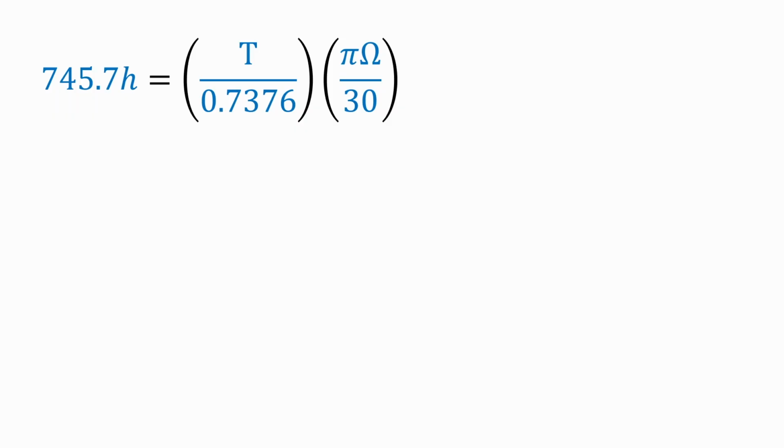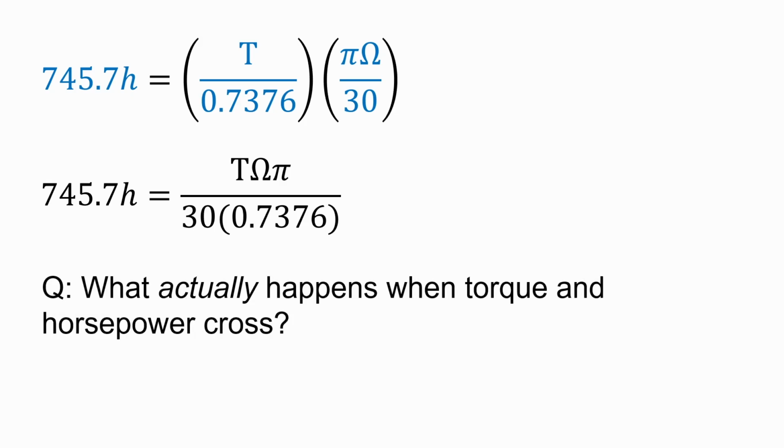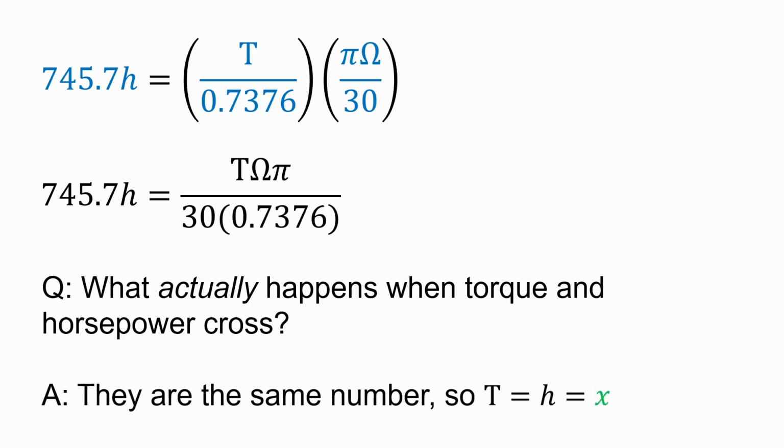Now if we take this equation and simplify it a little bit, by which I mean just combine all the numbers together and get something easier on the eye, we'll get this equation. And now we're ready to ask the question: what actually happens when torque and horsepower cross? This seems like a simple question because it is. It's really simple. They're the same number, right? That's what it means for torque and horsepower to cross on a graph. They happen to equal the same number.